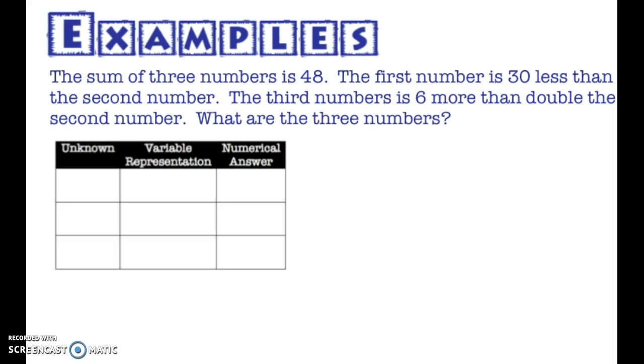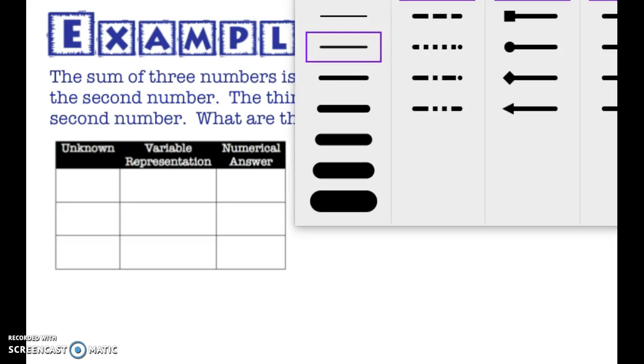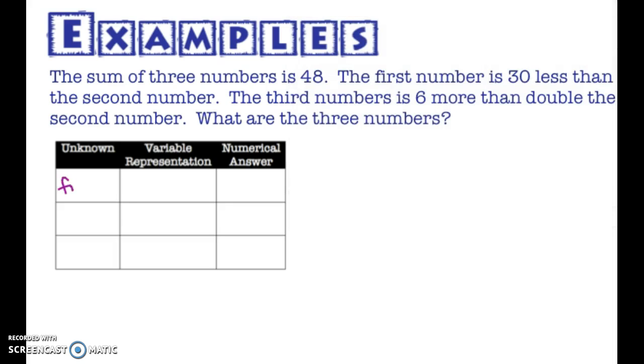Okay, so this time we've got 3 numbers. It tells me the sum of them is 48. The first number is 30 less than the second. The third is 6 more than double the second. And what are the 3 numbers? So here's what I don't know. Well, in this case, I don't know what the first number is. I don't know what the second number is. I don't know what the third number is.